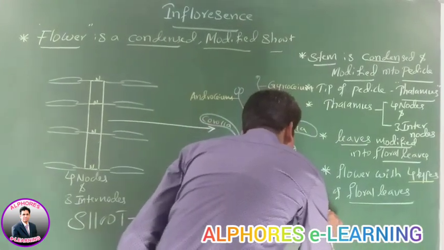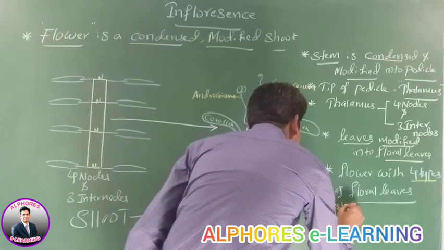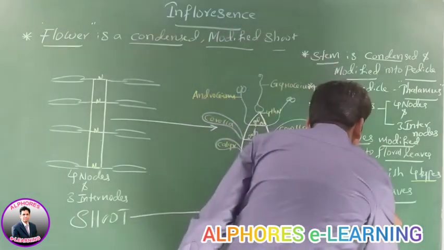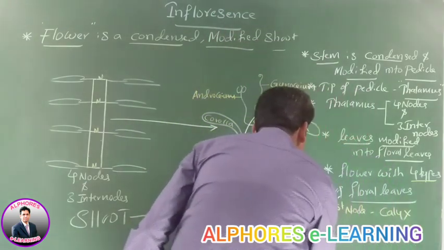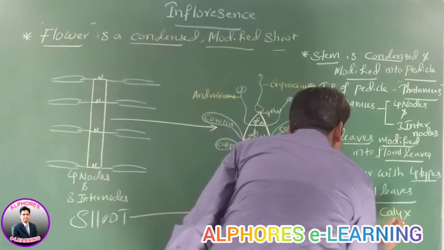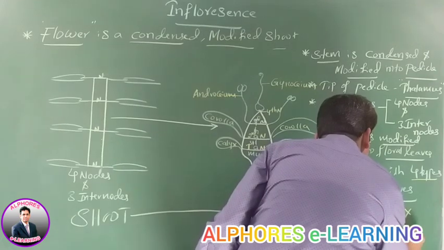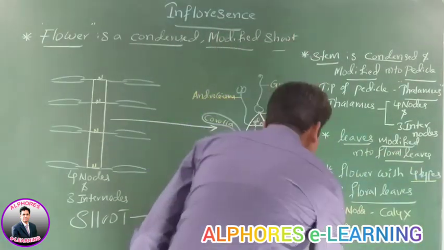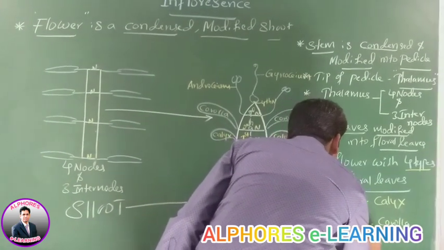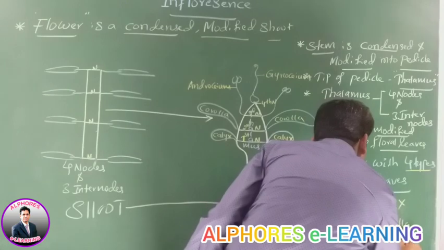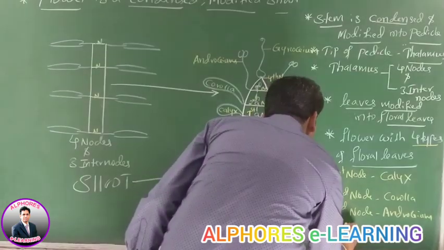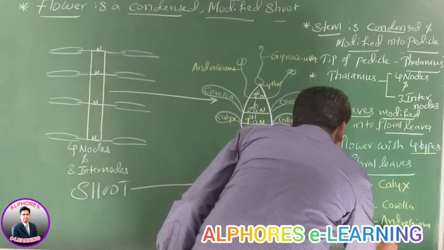At the first node, who is present? Calyx. At the second node, who is present? Corolla. At the third node, androecium. At the fourth node, who is present? Gynoecium.